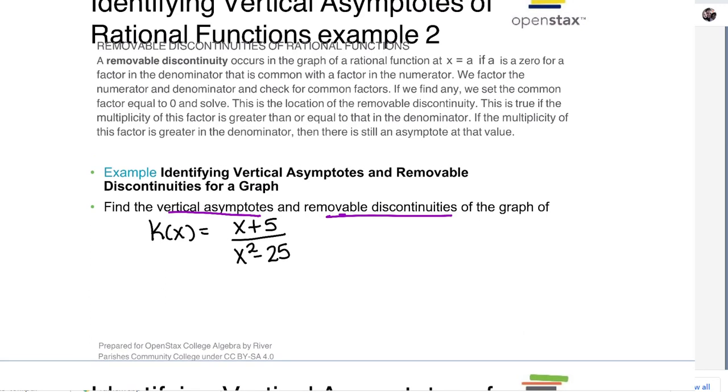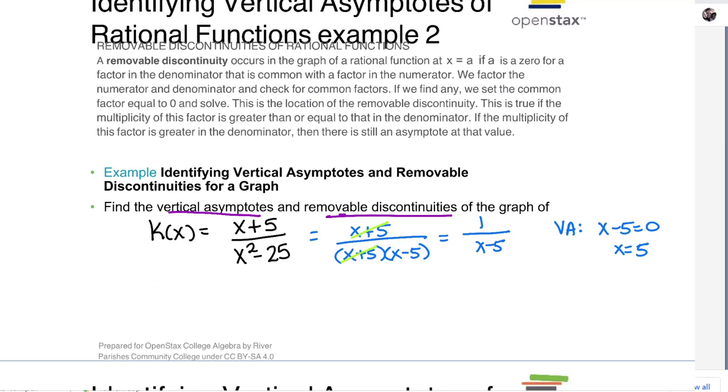The first thing you need to do is factor the top and bottom. The top doesn't factor, but the bottom is a difference of squares, which factors into x plus 5, x minus 5. When you're finding vertical asymptotes, you set the denominator equal to 0, but before you can do that, you need to make sure you've simplified this. If we simplify it, the x plus 5's cancel, and that leaves 1 over x minus 5. So for the vertical asymptote, we take x minus 5 equals 0, and we solve it, and we have a vertical asymptote at x equals 5.